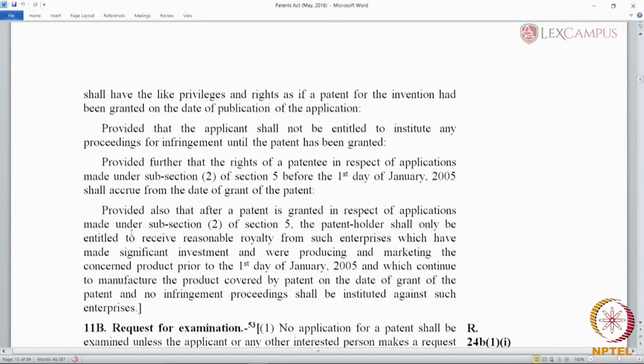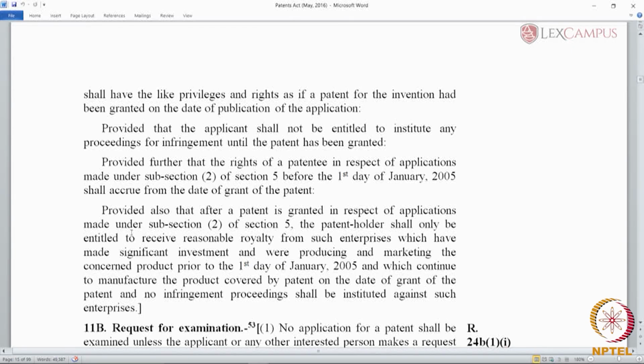This provision clearly states that the applicant shall have like privileges and rights as if a patent has been granted. So, on TPA, that is time for publication of the application, what we call the first publication, the patent applicant will have certain rights and privileges as if the patent has been granted. Now, we know that the phrase as if the patent has been granted means TPG, the time of publication of the grant, when the grant is published, which is the second publication. Now, this provision says that upon the first publication you will have certain rights and privileges as if the patent itself has been granted.